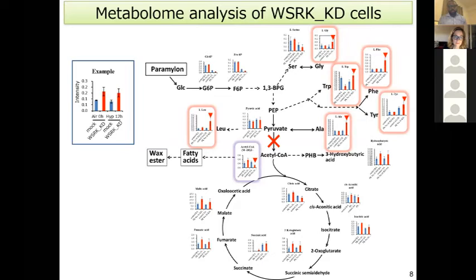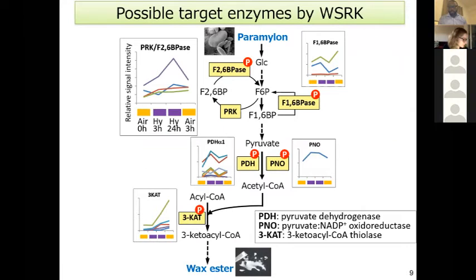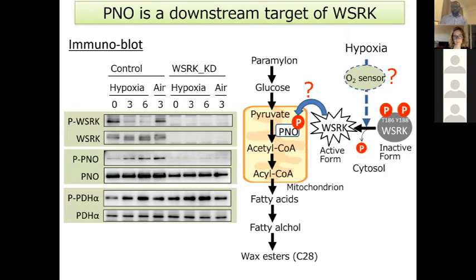Supporting this view, the previous phosphoprotein analysis shows that both PNO and PDH alpha subunit were phosphorylated, and their phosphorylation levels varied in response to low oxygen conditions, shown here. To confirm the phenomenon, we then evaluated their phosphorylation levels by using specific antibodies. As a result, WSRK knockdown strongly affects the phosphorylation of PNO, not PDH, under hypoxic conditions like this. This result strongly suggested that PNO is a downstream target of WSRK.